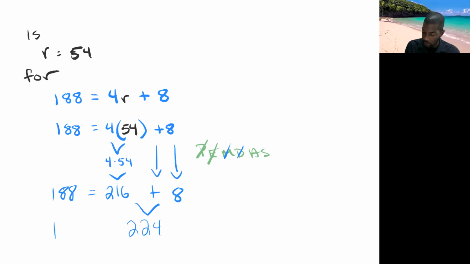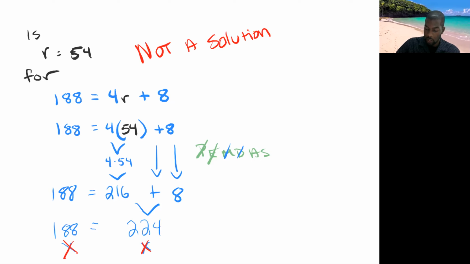Does that equal 188? Are they balanced on both sides? No, they are not. Therefore, R is not 54 for the equation 188 equals 4 times R plus 8. All right, remember to use your calculator for this one. If you have any questions, please let me know.